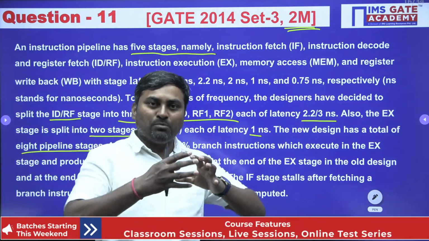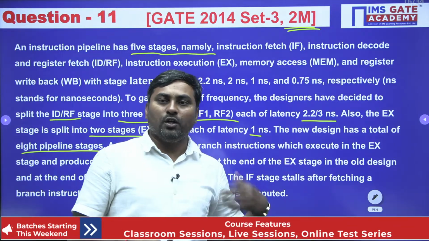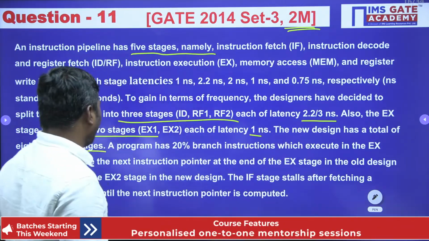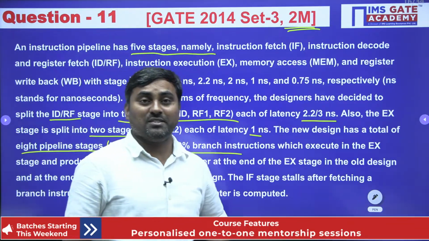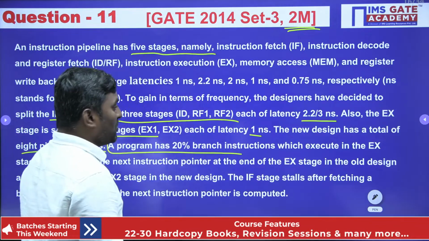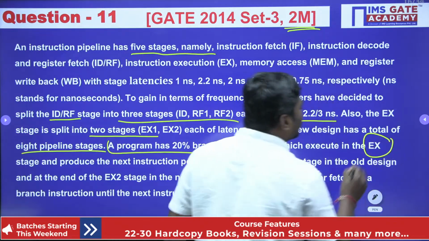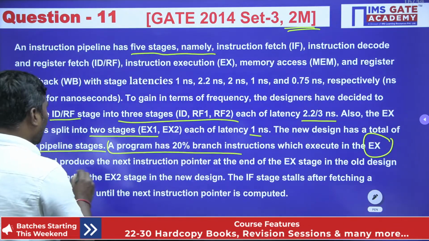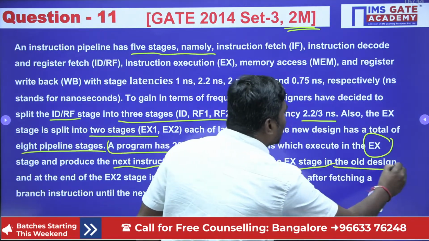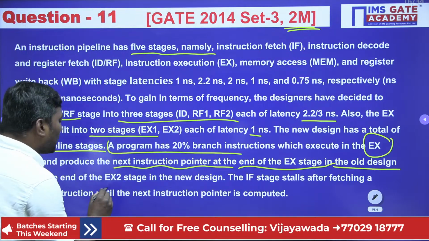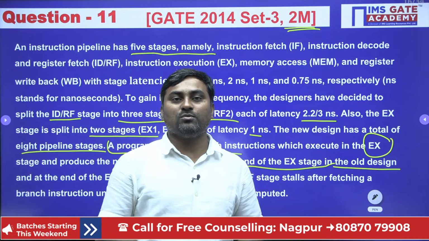See now, some stages are split, so that many stages happen. They said clearly the new pipeline has 8 stages. Now another piece of information: the program has 20% branch instructions, which execute in the execution stage and produce the next instruction pointer at the end of the execution stage in the old design, and at the end of the execution 2 stage in the new design. Very clearly mentioned.